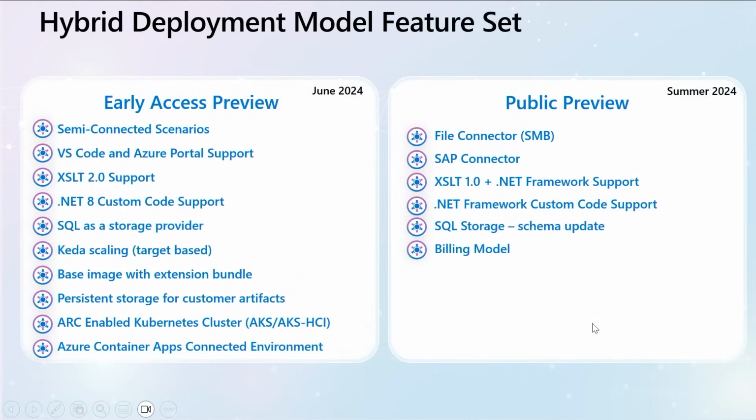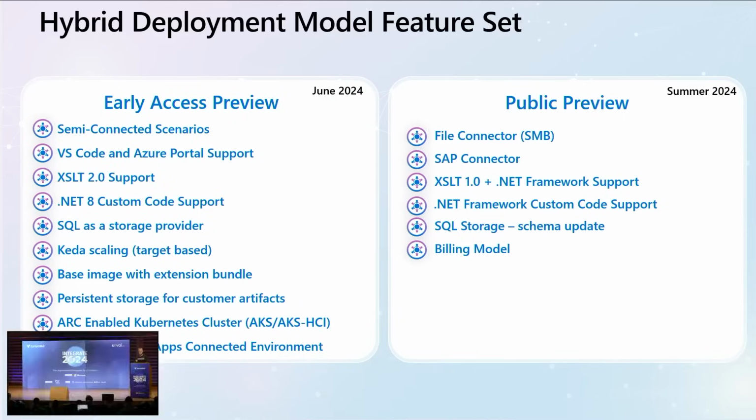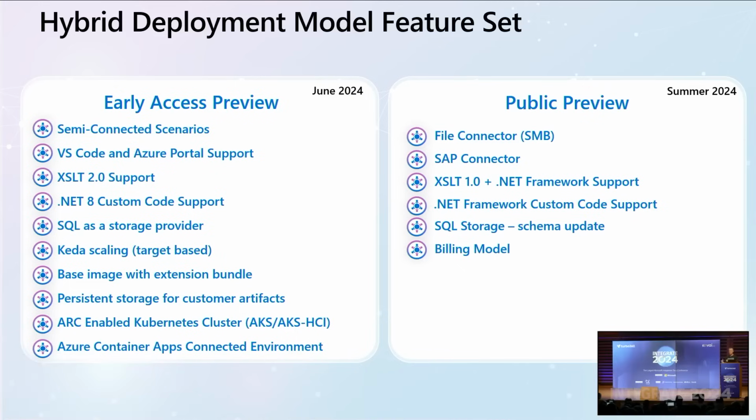All right, so just in terms of where we're at, this is early access preview. You can kind of think of this a little bit like a private preview. So we're still very active in working on this. This is that feature set, kind of where we're at and then where we're going next. So there are a lot of core capabilities that we are supporting today, including your XSLT 2.0 support, the .NET 8 custom code that is actually in public preview now for both when we're talking about workflow service plans and also as part of this hybrid.